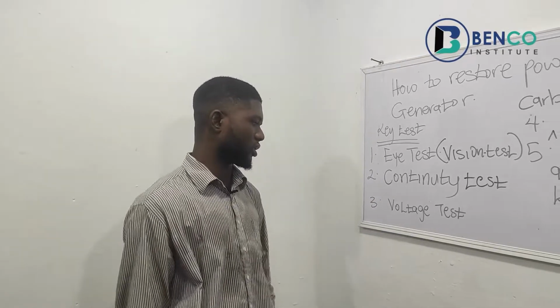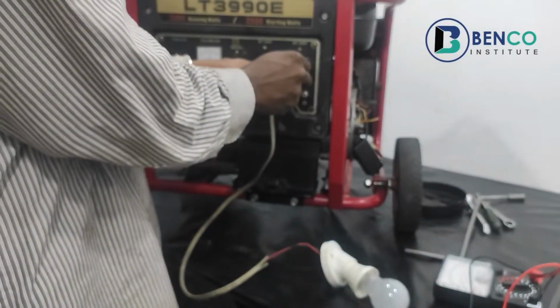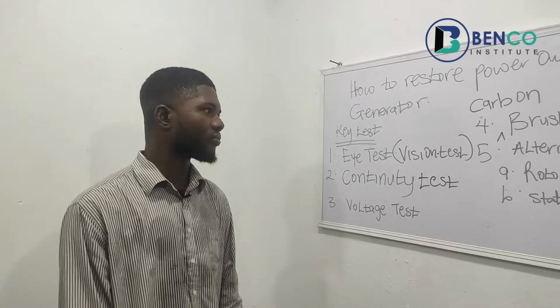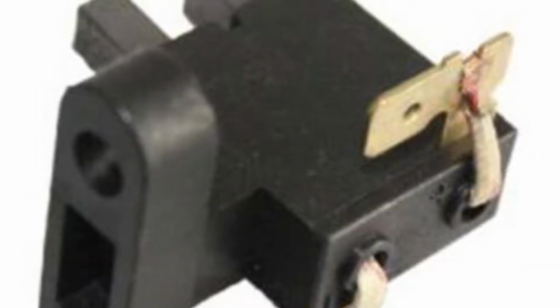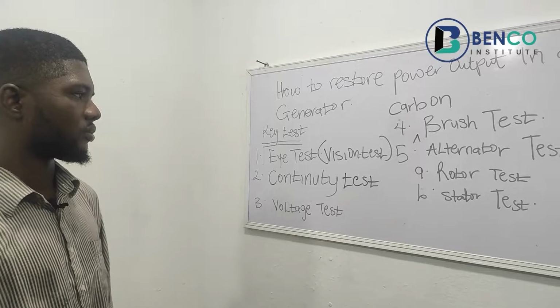Number three is the voltage test. This involves using your testing lamp or using your multimeter to determine if there's voltage in the generator. Number four is the brush test, also called the carbon brush test. This involves testing your brush.